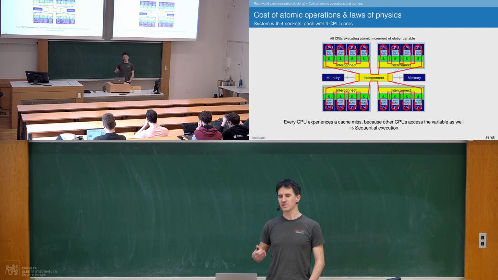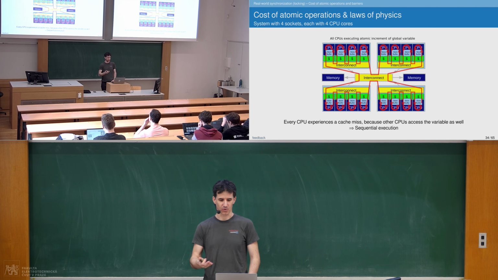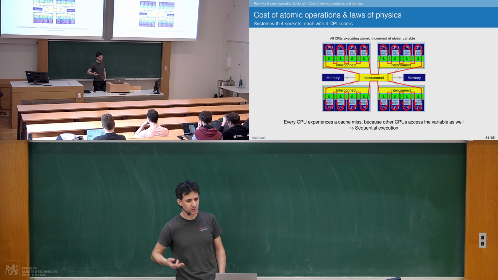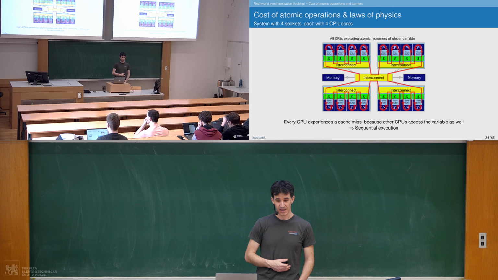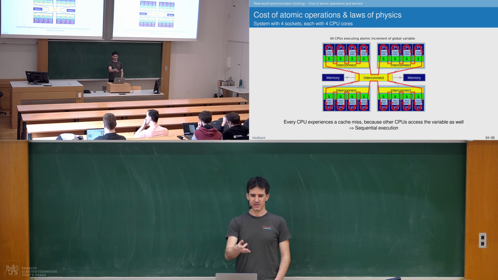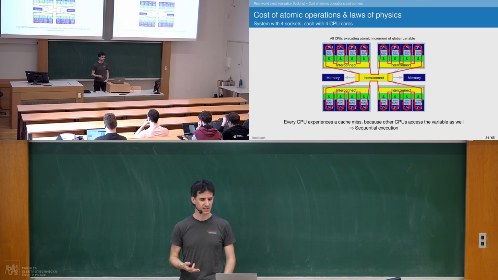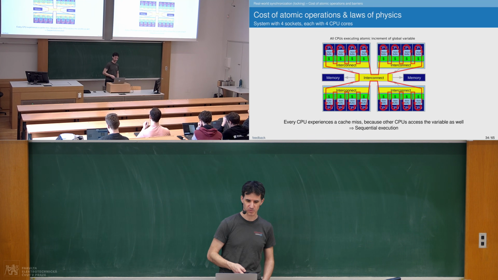Only one CPU is executing, the other CPUs are just waiting for memory, or in this case for interprocessor communication to deliver the data that the CPU works with. As you can imagine, it doesn't help to have 16 CPUs in this case, because all CPUs are just waiting and not doing anything useful.